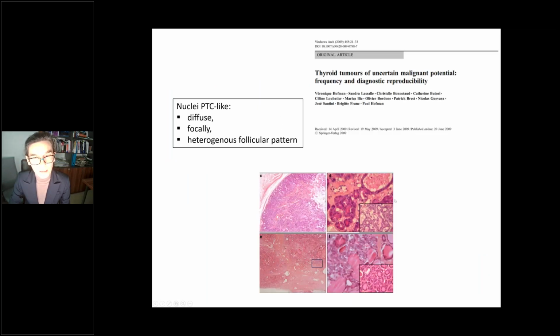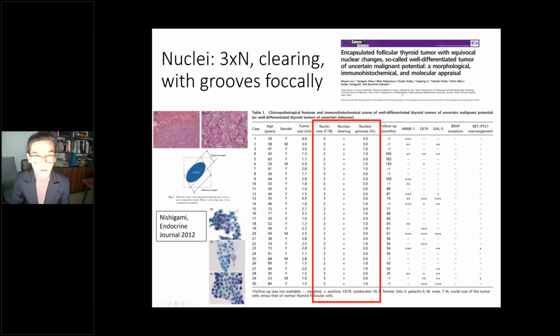Nuclei we can analyze by going through a few publications, starting from 2009, when the French pathologist group directed by Paul Hofman described 30 tumors of uncertain malignant potential. They showed us in such a picture that PTC-like nuclei can be diffuse, focal, or heterogeneous in a follicular pattern.